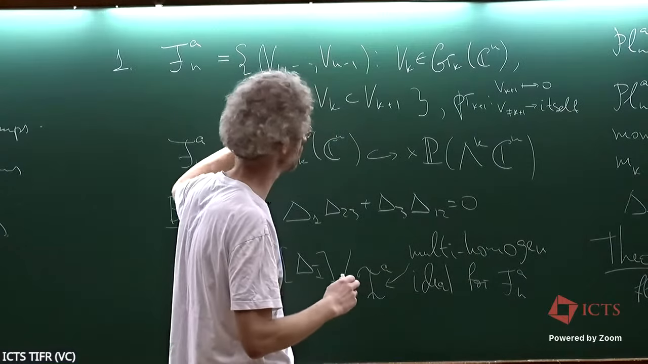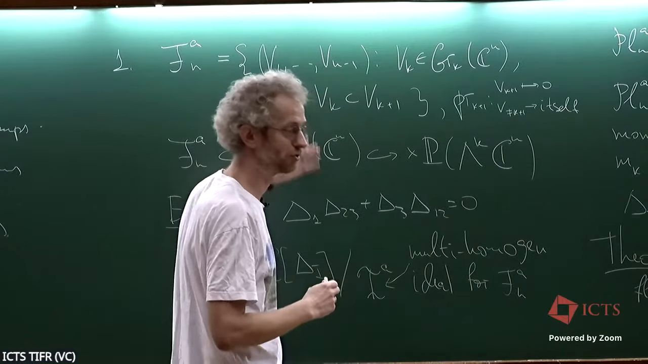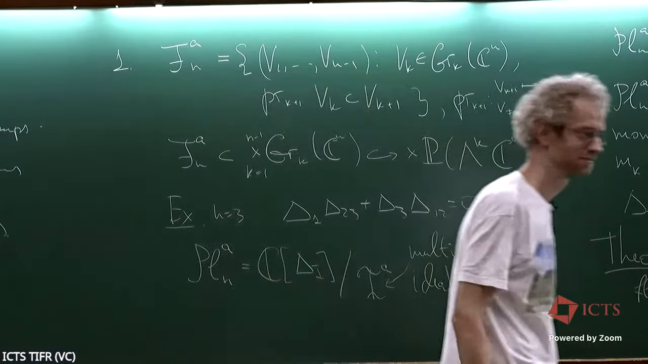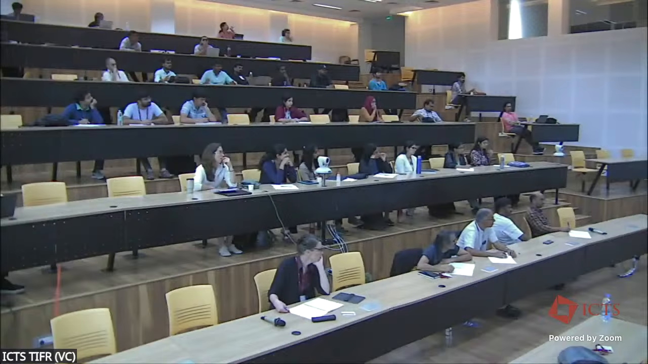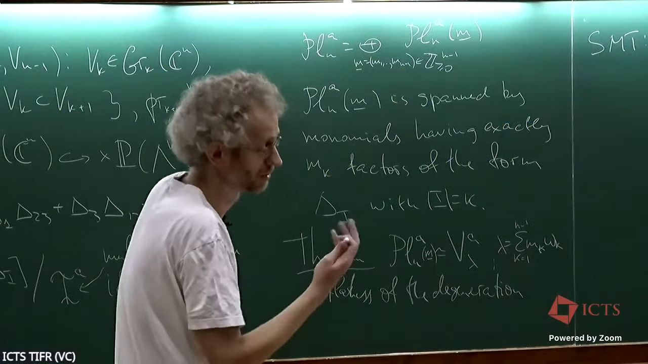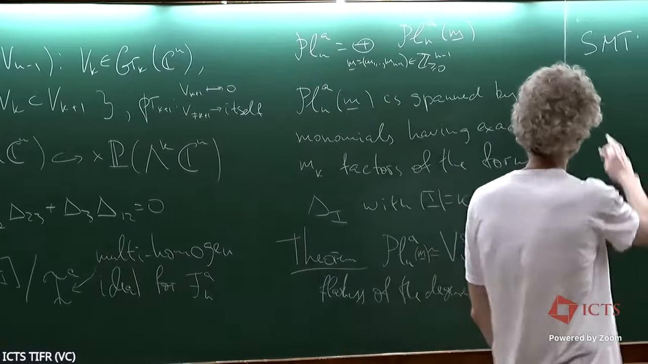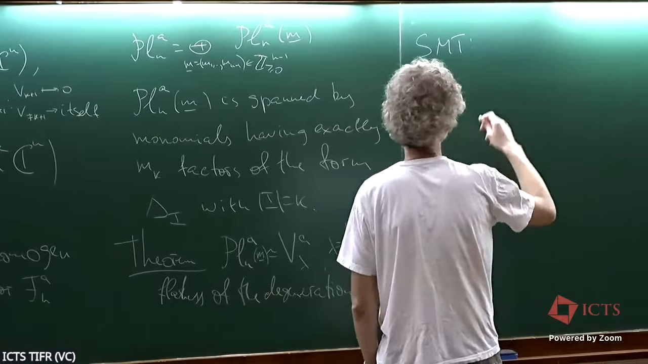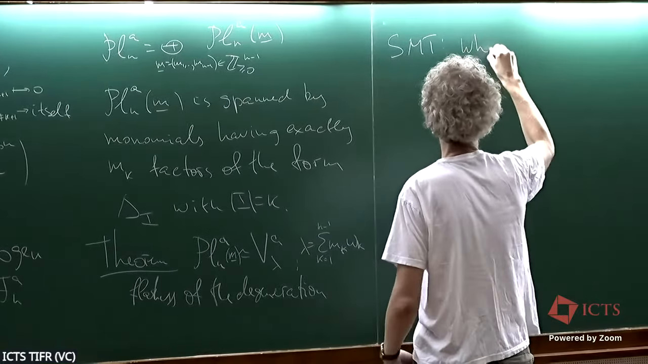There is no reason why you should know from the very beginning this variety has the same dimension. But it does. And it is also irreducible. So what does the standard monomial theory tell us? We need the notion of what the standard monomials are.